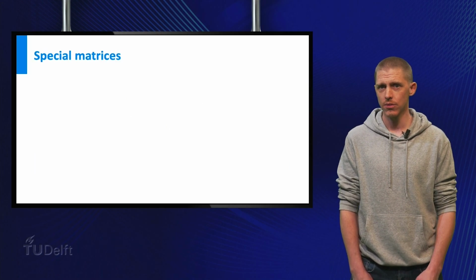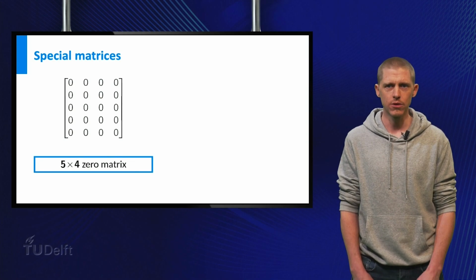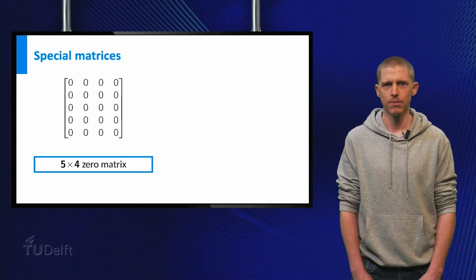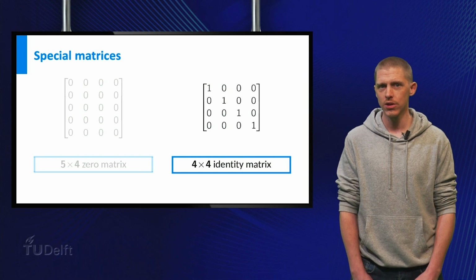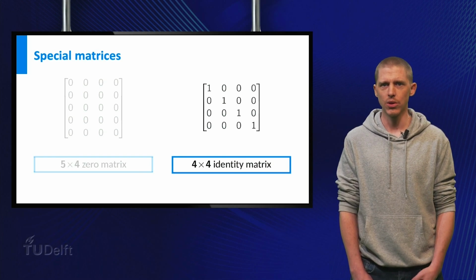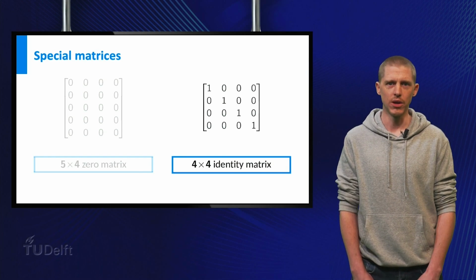Just as for vectors, we give some special matrices their own name. One of these matrices is the zero matrix, which is an m by n matrix which contains only zeros. Here you can see a 5 by 4 zero matrix. Another special matrix is the identity matrix, which is always an n by n matrix which contains ones on its diagonal and otherwise zeros. Here you can see a 4 by 4 identity matrix.